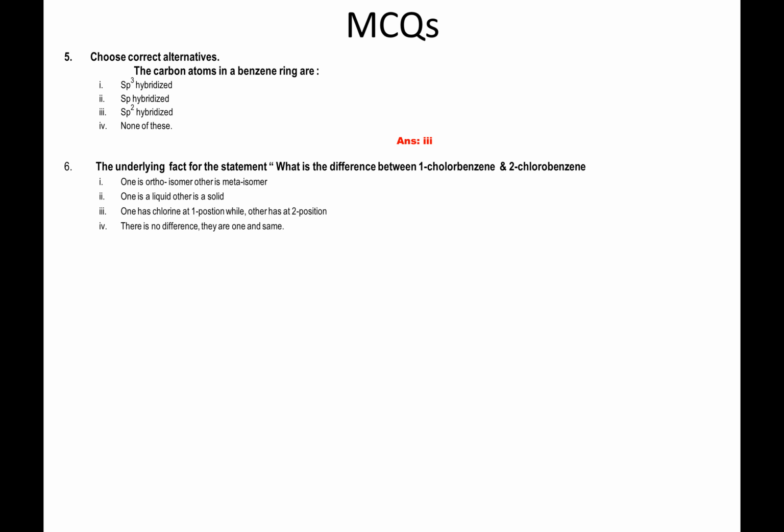What is the difference between 1-chlorobenzene and 2-chlorobenzene? One is orthoisomer, other is metaisomer. One is liquid, other is solid. One has chlorine at 1 position while other has at 2 position. 4. There is no difference, they are one and same. What is the correct answer? Yes, same. Because in monosubstituted benzenes, all carbons are same. So there you cannot call it as 1-chloro, 2-chloro, 3-chloro, 4-chloro, 5-chloro, 6-chloro, etc.